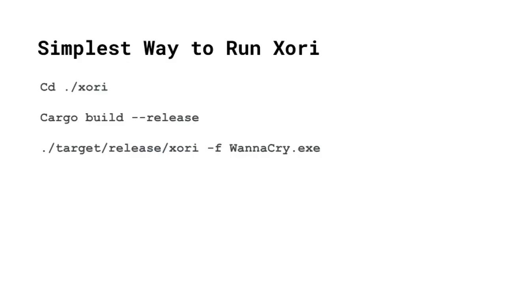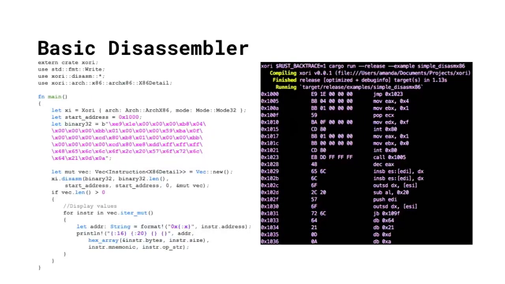All right. So simplest way, if you are not familiar with Rust, once you install it, they have this thing called cargo, just cargo build release. And then as soon as it's done, you can do target release Xori -f, whatever file you want, like WannaCry. If you want to do a basic disassembler, you can. You don't want to actually use the analysis part of it. The disassembler's in there. You could just use it directly on a binary list there, and it'll output without the nice colorful display.